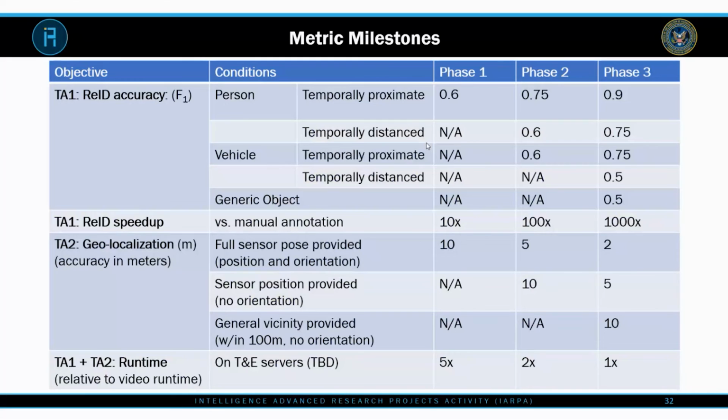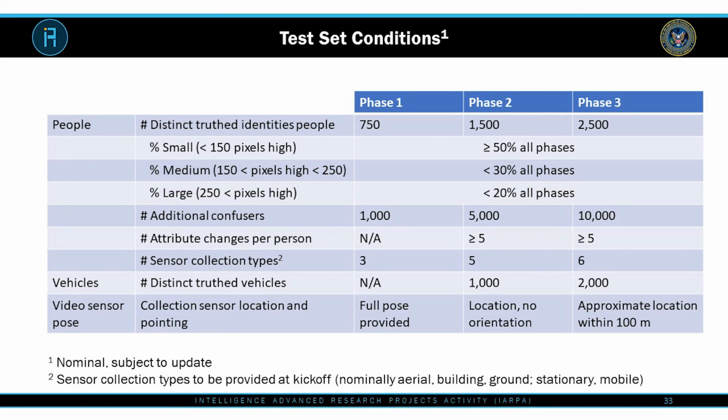And for the TA1 plus TA2 runtime, the overall runtime for the systems, that will be measured relative to the video that is used in the test set, where in phase 1, it will be allowed to run longer than the actual video runtime, and then ultimately in phase 3, it should run in the same amount of time as it actually takes to play that video.